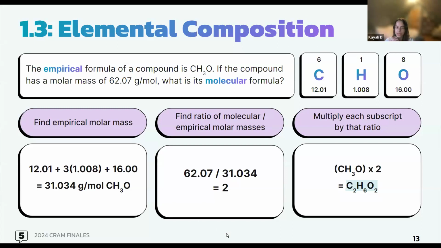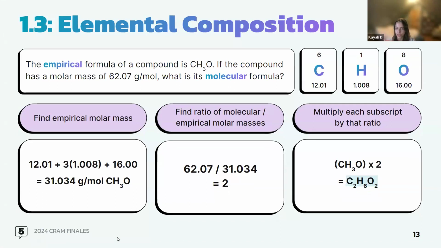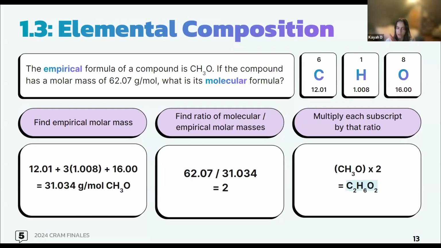We just wrapped up with 1.3 elemental composition and the empirical formula. So just remember, if they give you the empirical formula, the most basic one, and then they ask you to change it into the molecular formula, what you're going to do is find the ratio of the molecular formula to the empirical molar masses. And then when you get that ratio, in this case 2, you'll multiply the subscript of that empirical formula by that ratio to get the molecular formula. Okay? And now let's keep going.